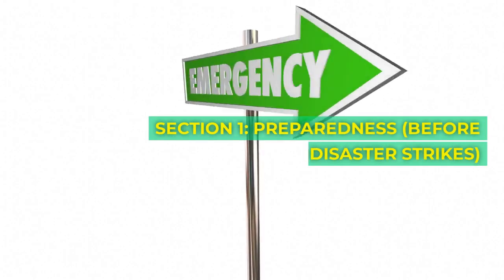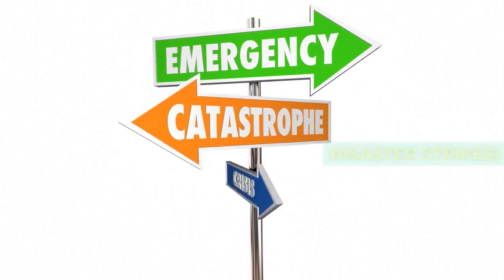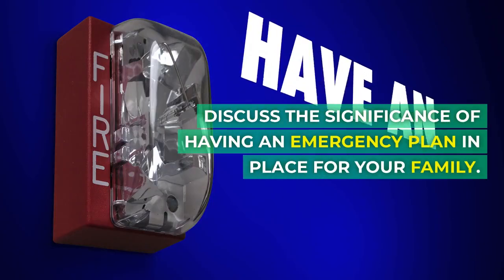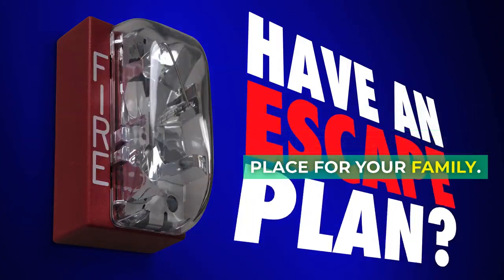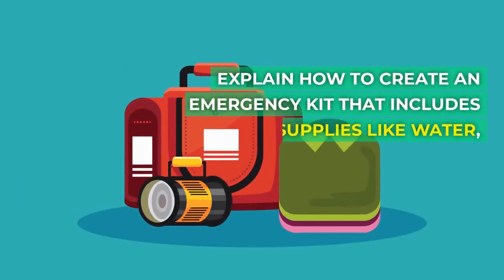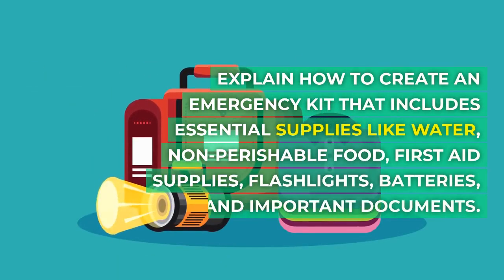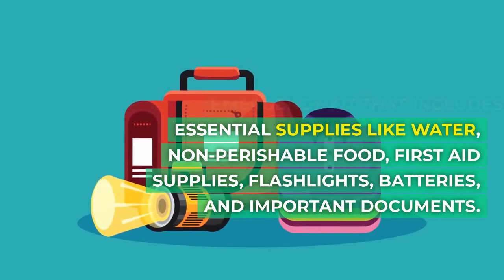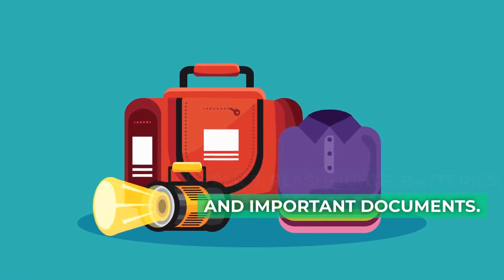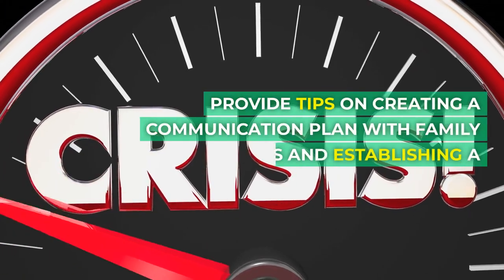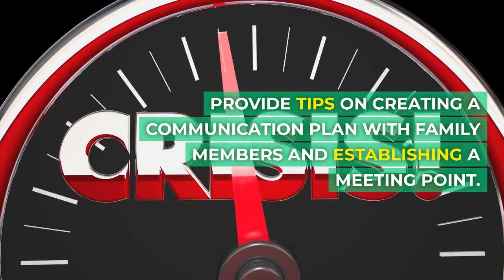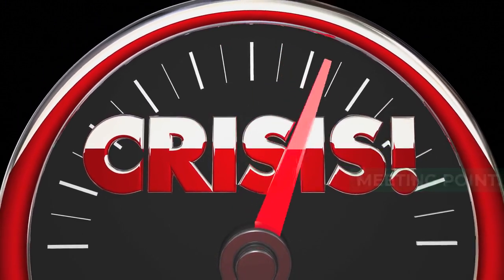Section 1. Preparedness before disaster strikes. Discuss the significance of having an emergency plan in place for your family. Explain how to create an emergency kit that includes essential supplies like water, non-perishable food, first aid supplies, flashlights, batteries, and important documents. Provide tips on creating a communication plan with family members and establishing a meeting point. Highlight the importance of staying informed through weather alerts and local news.